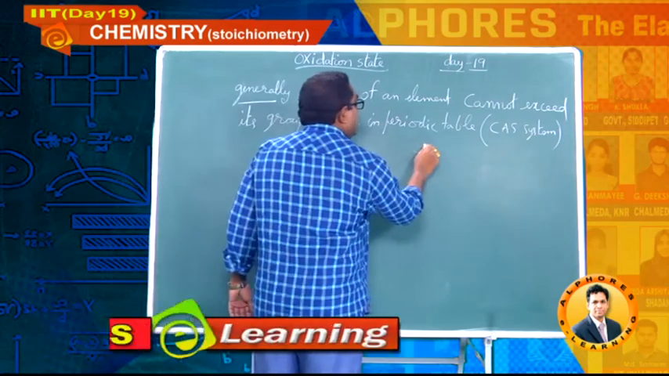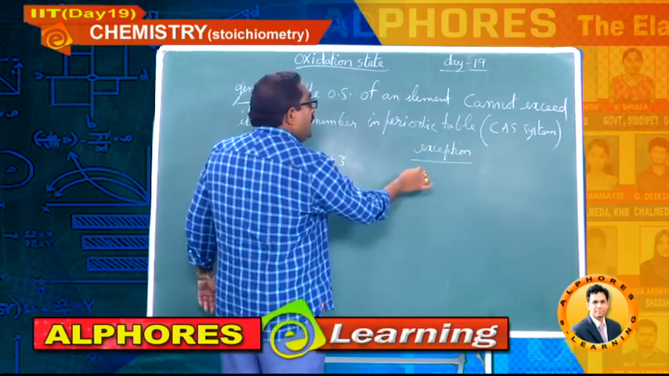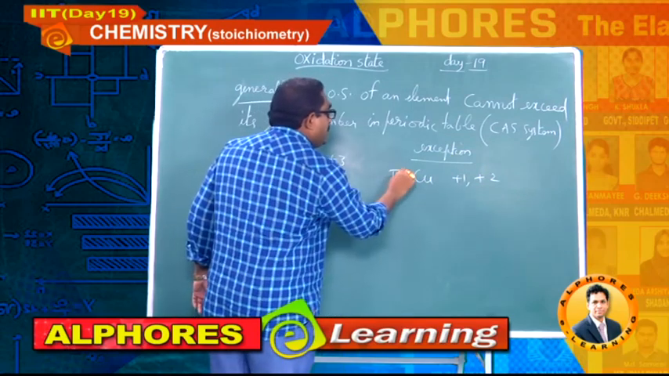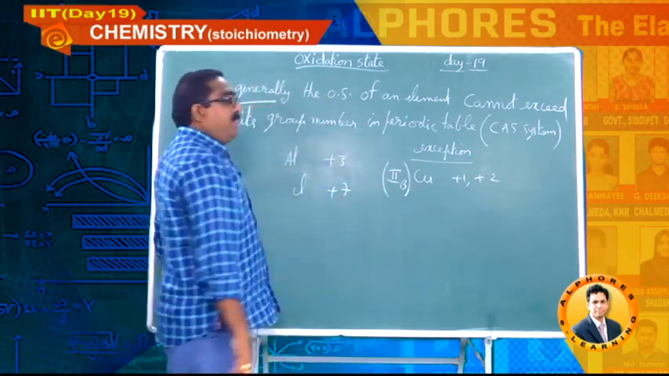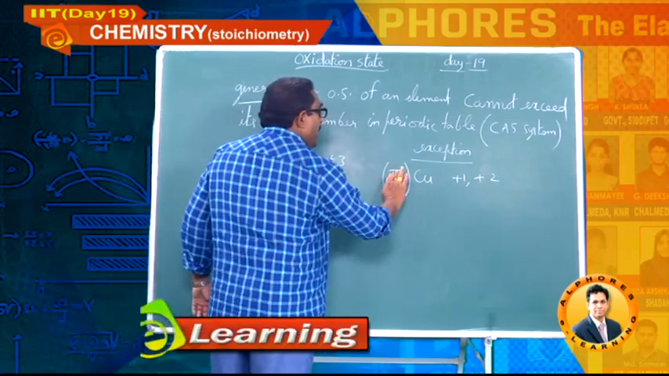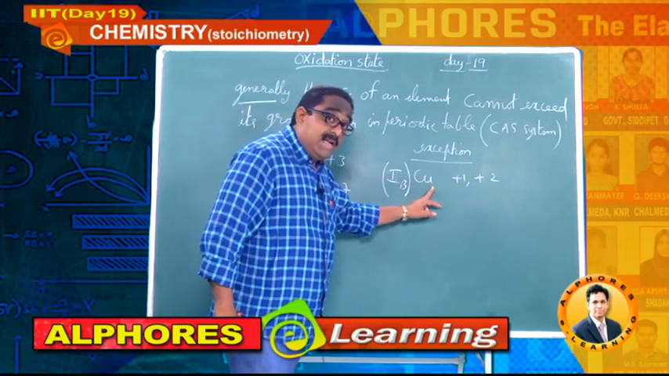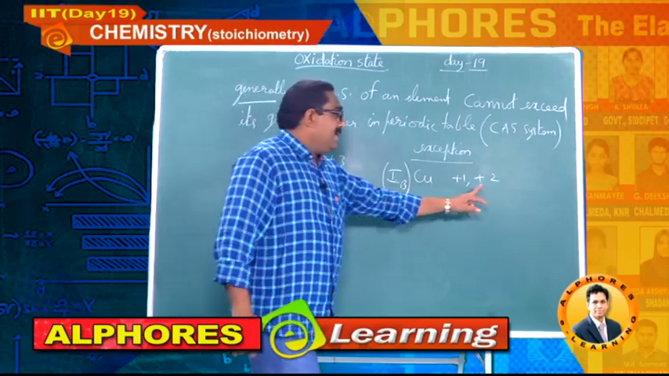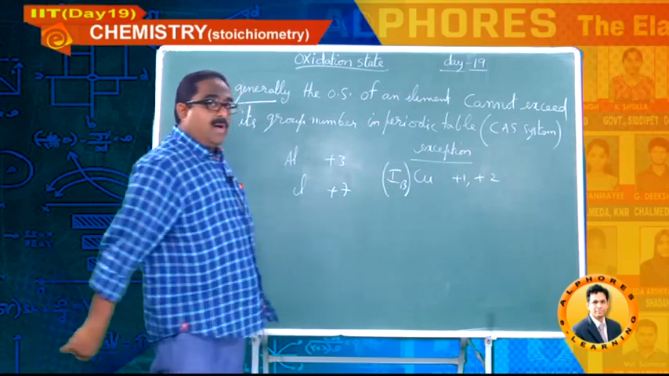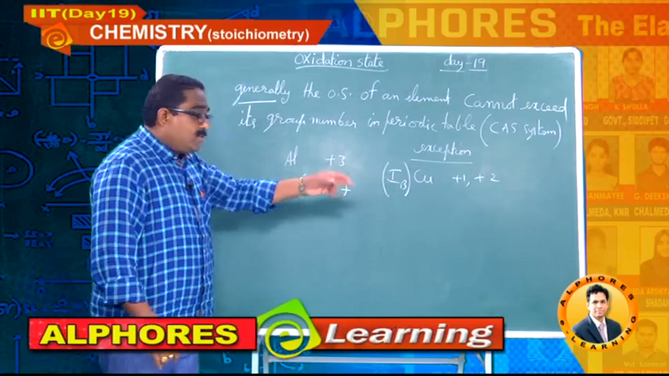Two examples of exceptions I will give. Copper can exhibit +1 and +2, but it belongs to the first B group in the long form of the periodic table. So the maximum should be +1, but it can exhibit the more stable oxidation state +2, even though it belongs to the first B group of the long form of the periodic table. Exception. Out of those two, +2 is more stable.